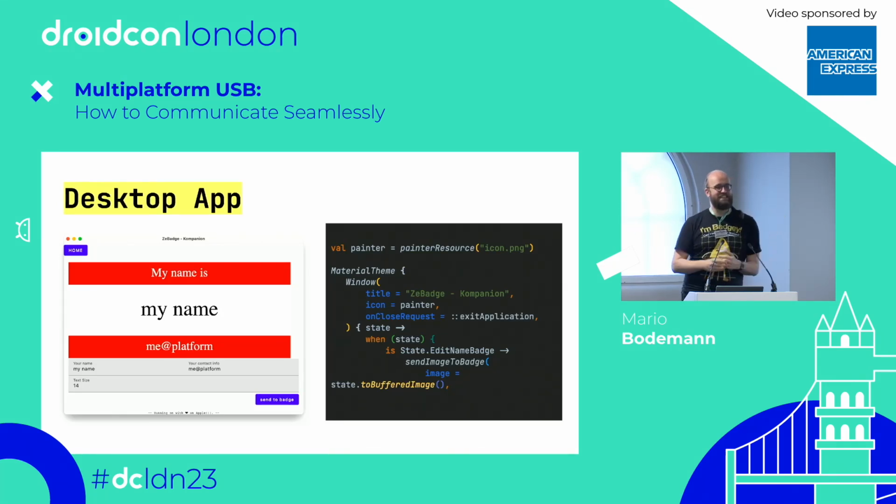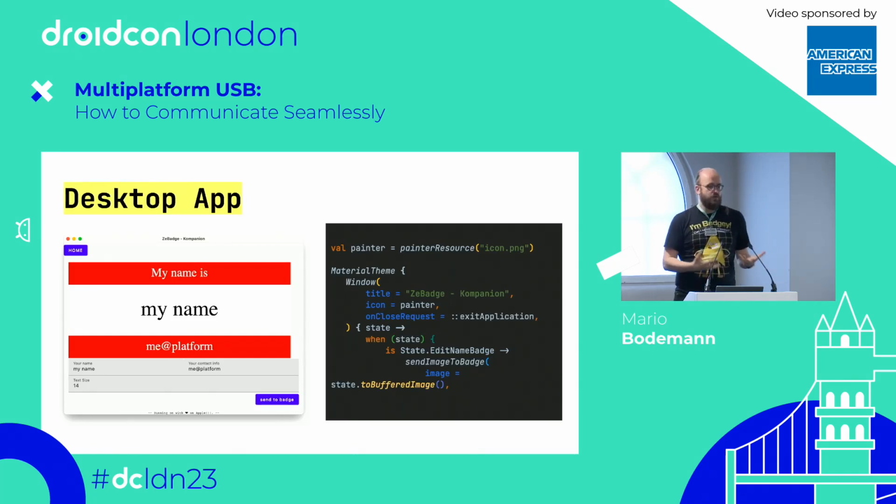So you see here a beautiful screenshot, or not, of the desktop app that has the layout of a digital badge already on there. You can type your name where currently my name is standing. You change it, and then you hit the send to badge button, and it will actually do the deed of sending it digitally over to the badge. What is nice here is that this is also using Compose, right? So if you're taking a look at the source code on the side, this looks very familiar.